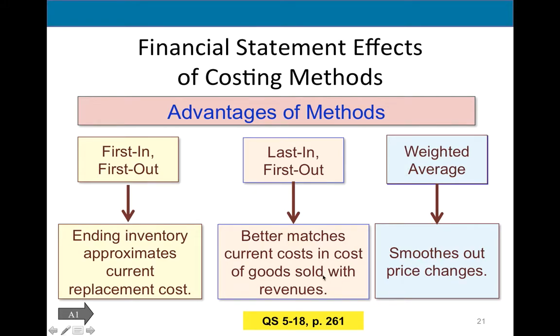Last in, first out better matches current cost in cost of goods sold with revenues. Why do they say it? Because you sell more current items. So your COGS is more current. And weighted average smooths out price changes.